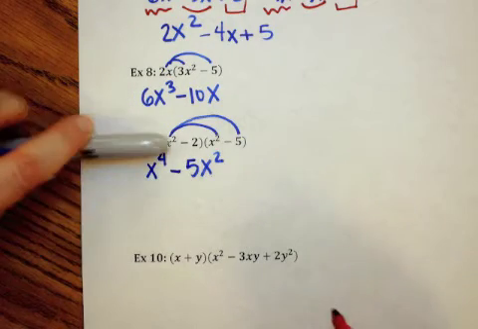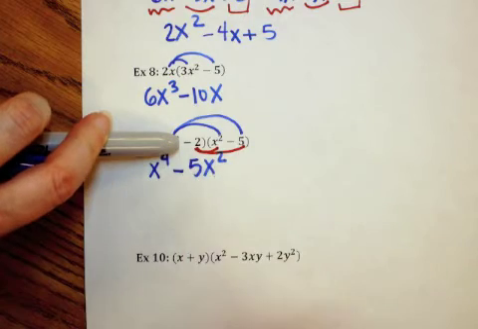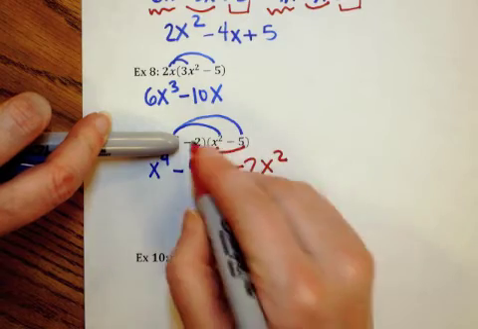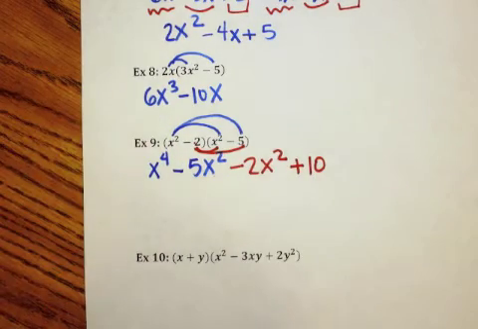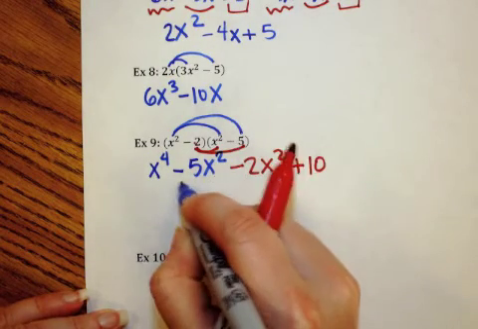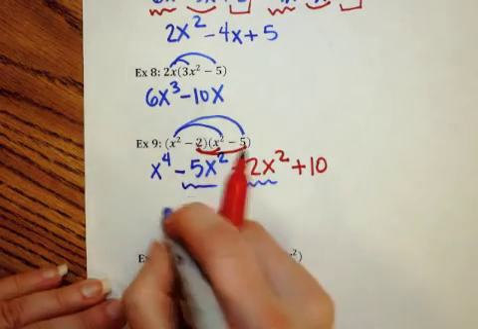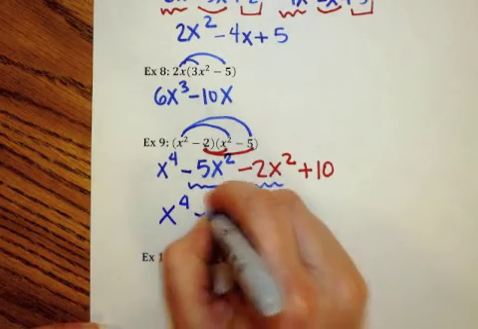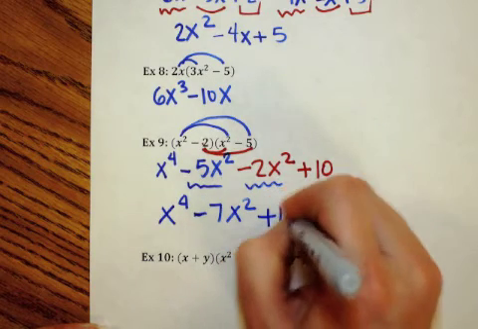The next I'm going to distribute is the negative 2. And that's going to give me negative 2 times x squared is minus 2x squared. And negative 2 times negative 5 is going to be plus 10. Now if you'll notice, my middle two terms are going to combine. So my final answer is x to the fourth minus 7x squared plus 10.